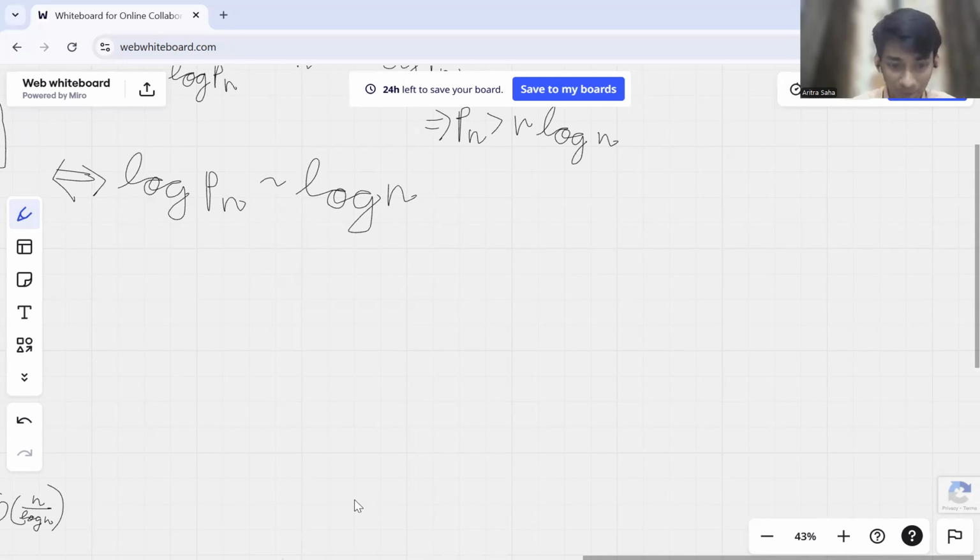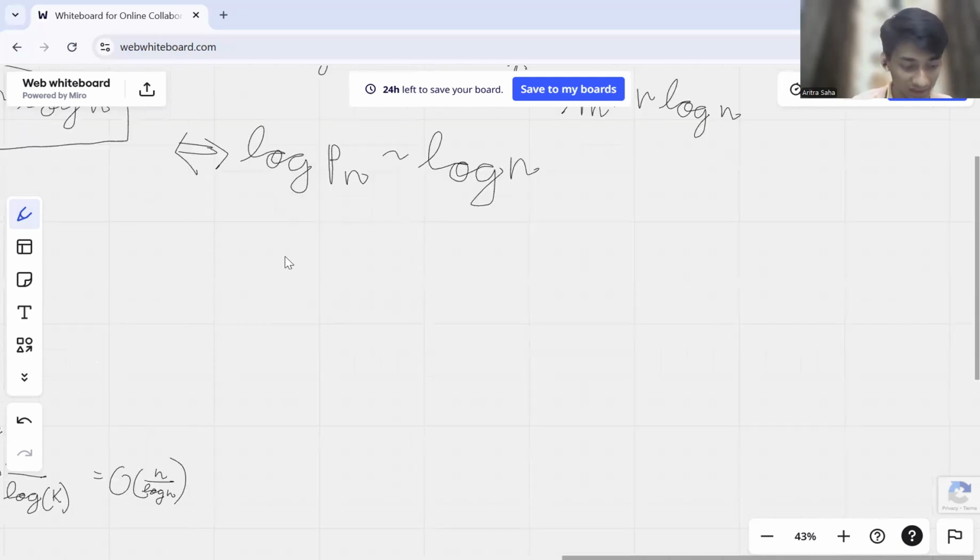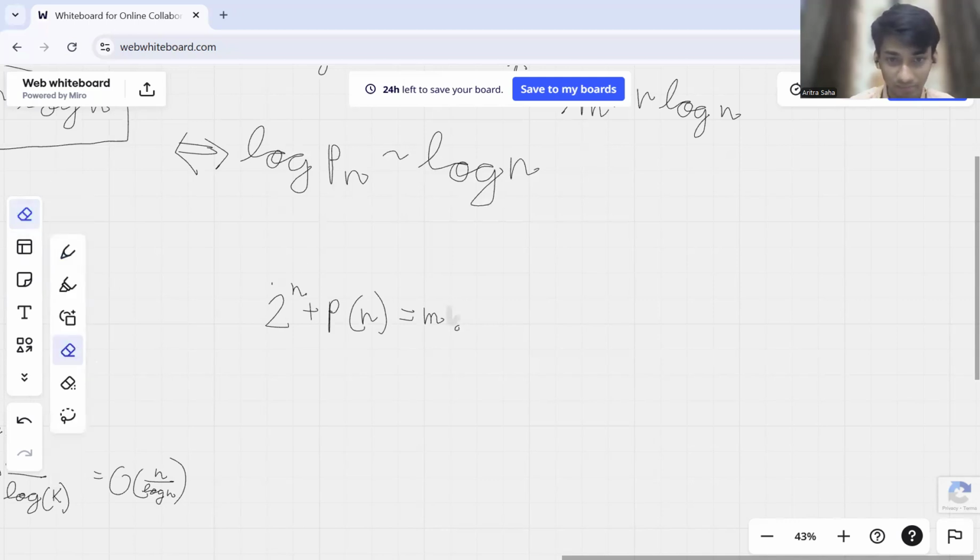But I'll just show a problem, the second problem that I will do. You guys can try to approach this, and I'll do the other question in the meantime. Try to prove this: 2 to the power n plus P of n equals m factorial, where P of n is any polynomial in n. Try to prove this has only finitely many solutions in m and n, positive integers, while I'm pasting the question.